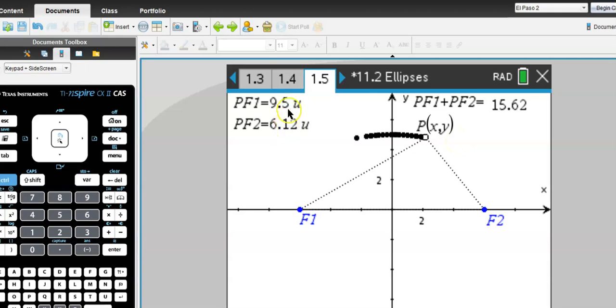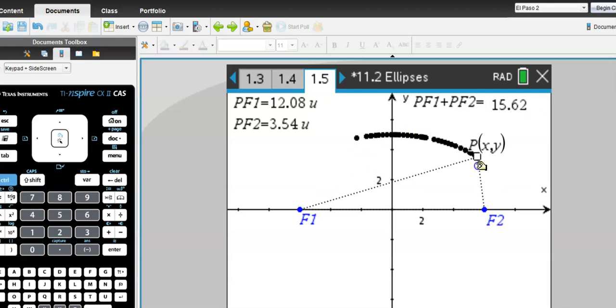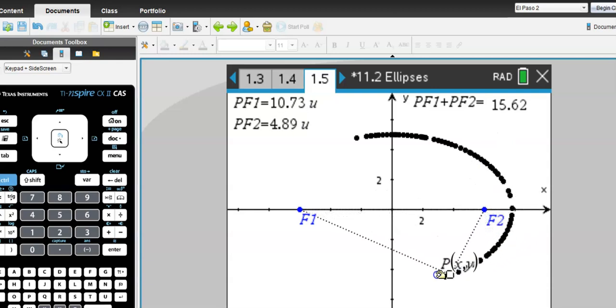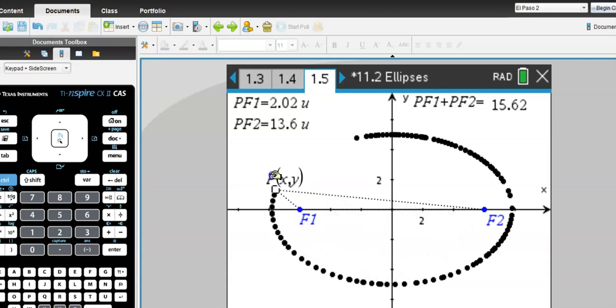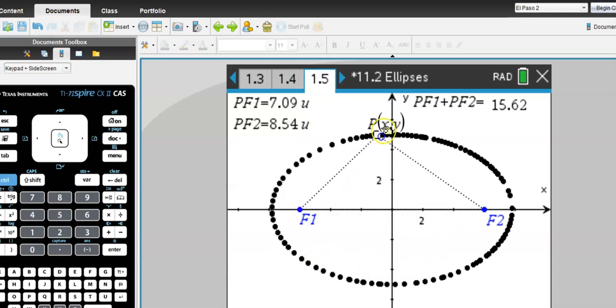But the distances change, right? The distances between that point and that point are different now, but it's still the same string, the same constant distance. If I move this all around and the string stays the same length, 15.62 no matter where I move it, every point on this figure, called an ellipse, would have the same total string length. And so that forms the ellipse. Now, we don't actually draw an ellipse that way, but that's the definition of an ellipse.